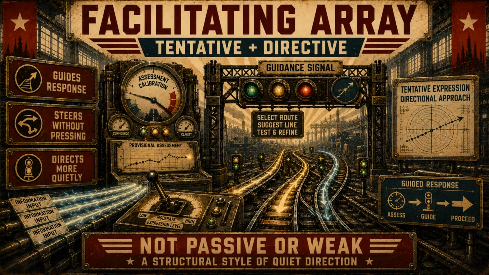The third array group is facilitating. Facilitating combines tentative expression with a directive approach. So this is a function that does not press its assessment forward with the same weight as governing or accommodating. It is more provisional, more moderated, more willing to qualify what it is saying, but that does not mean it is passive, because facilitating is still directive. It still helps steer the response. It still guides the process. It still has a role in selecting where things are going.